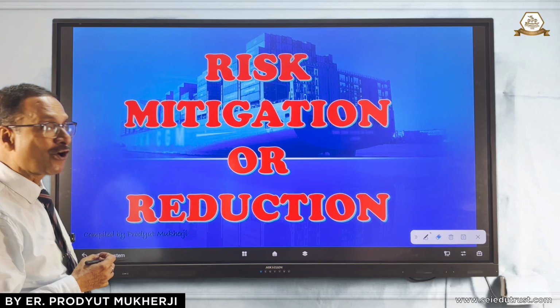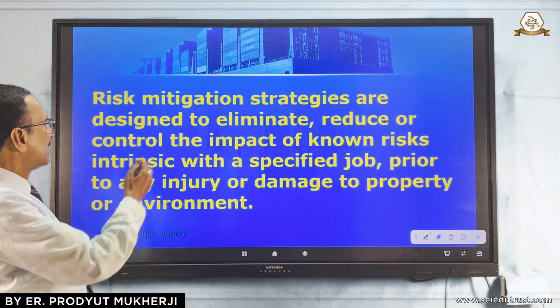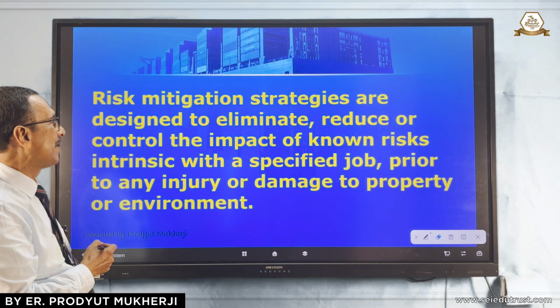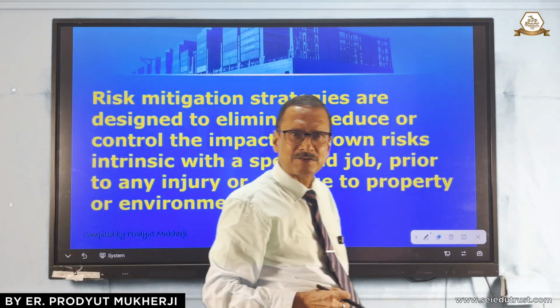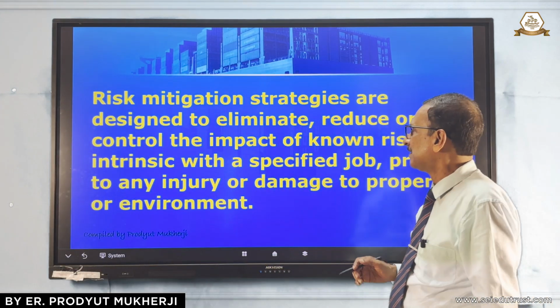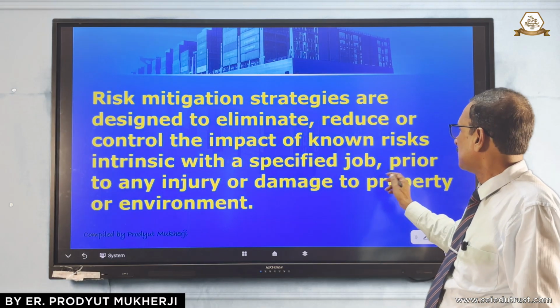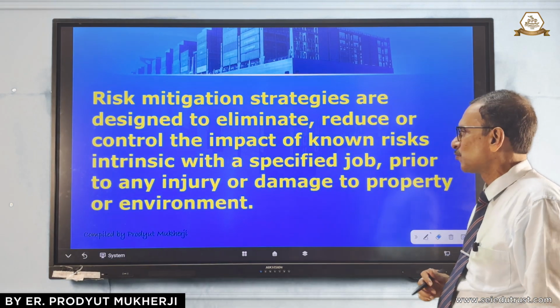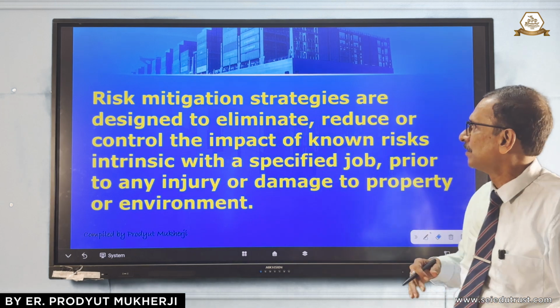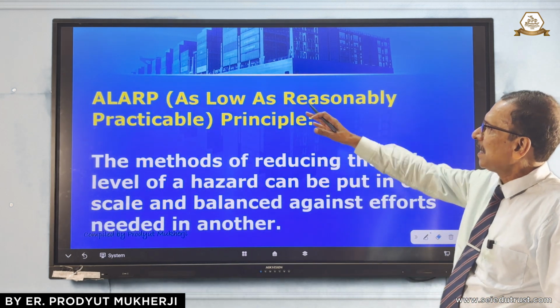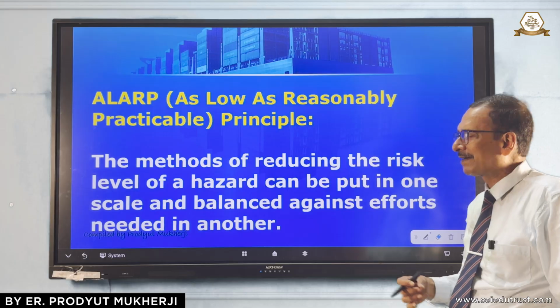Risk mitigation or reduction. Risk mitigation strategies are designed to eliminate, reduce, or control the impact, consequences of the hazard occurring, that is, different safety methods prior to an injury or damage to the property or environment. Safety measures taken to reduce the risk element. ALARP, as low as reasonably practicable.